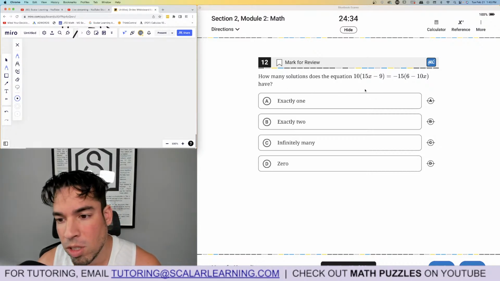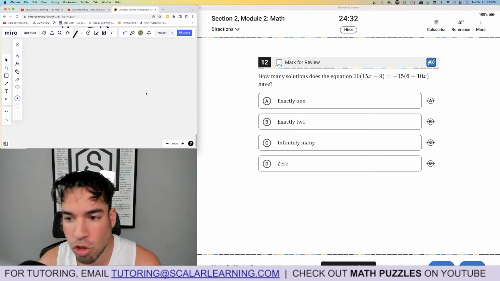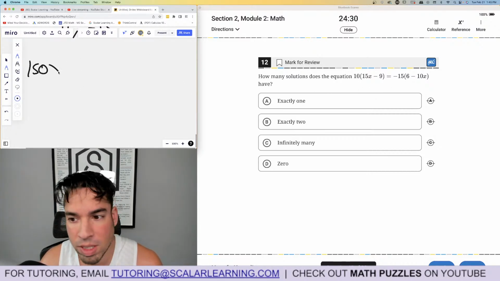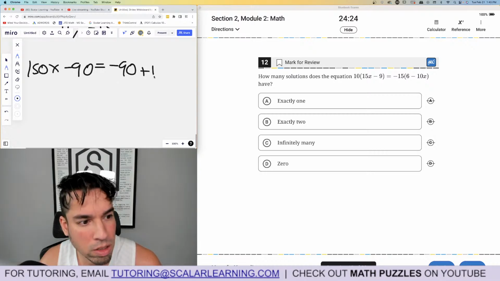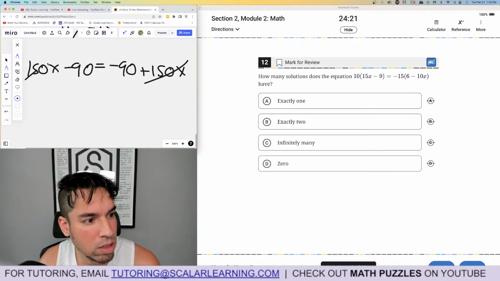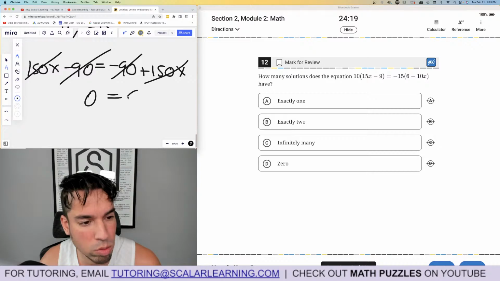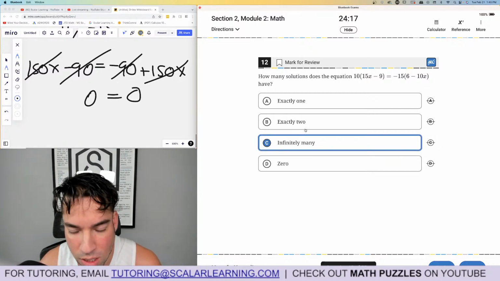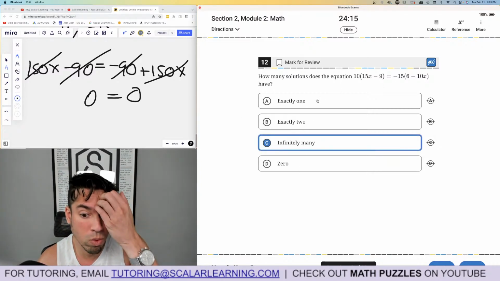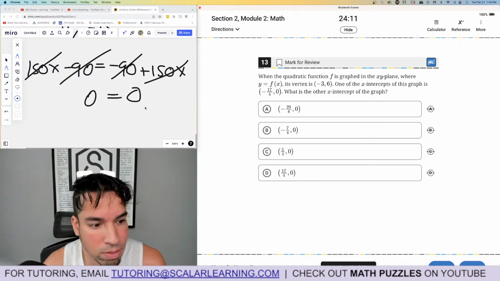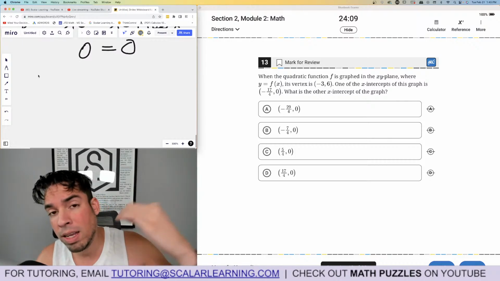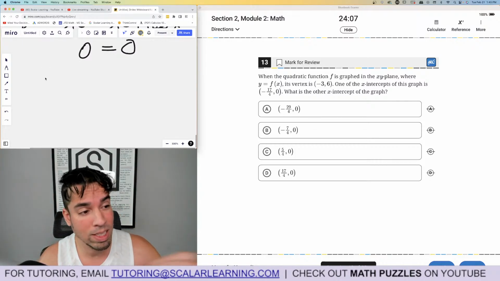But yeah. Okay, how many solutions does this equation have? So we're going to distribute, and we get 150x minus 90 equals negative 15 times 6, which is negative 90, and negative 15 times negative 10, which is positive 150x. These cancel, so I get 0 equals 0. That means we have infinite solutions. You can never have 2 with a linear equation like this. You can have 1, 0, or infinite. And when you get a true statement like that, it's infinite. By the way, if I ended up getting 0 equals 90 or something that's not true, then it's no solution.